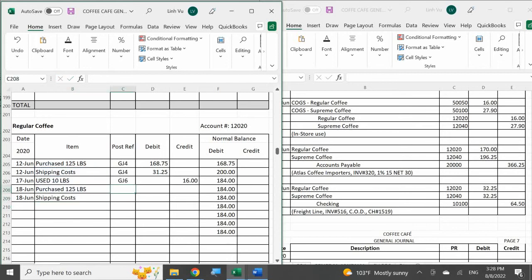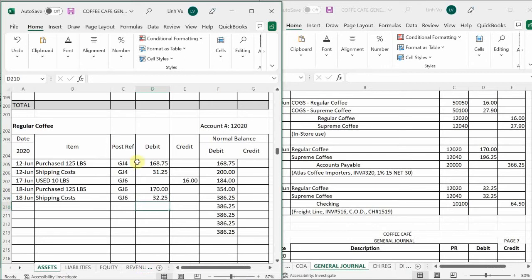It's page 6. Yeah, but 170. And shipping cost was $32.25. So in this case, this should bring your account balance up to $386.25. So remember, this must match in your inventory worksheet.